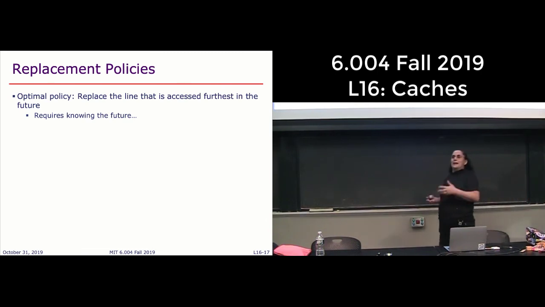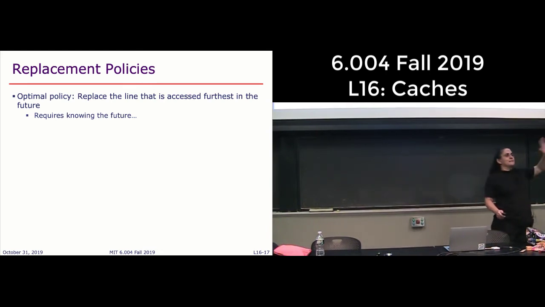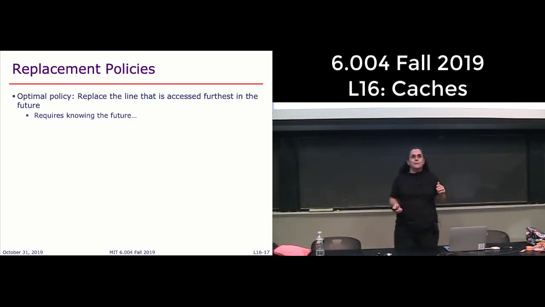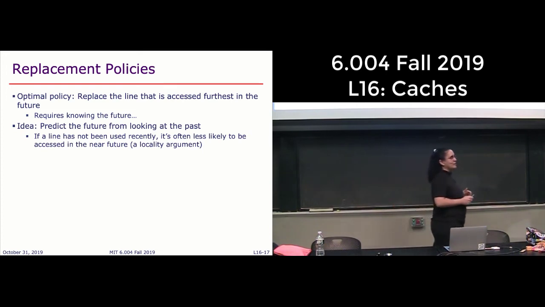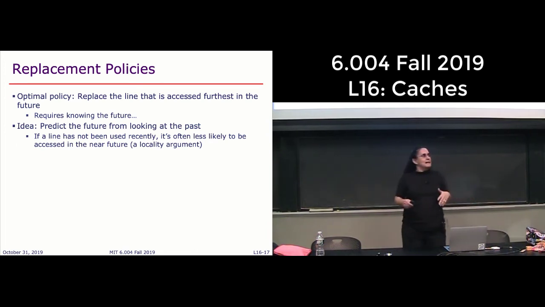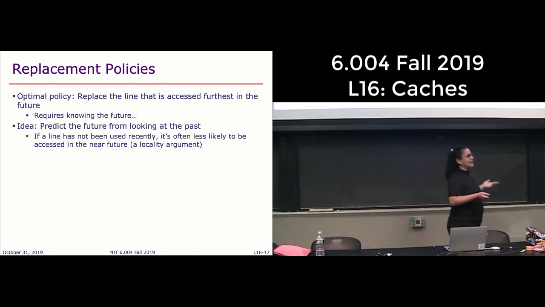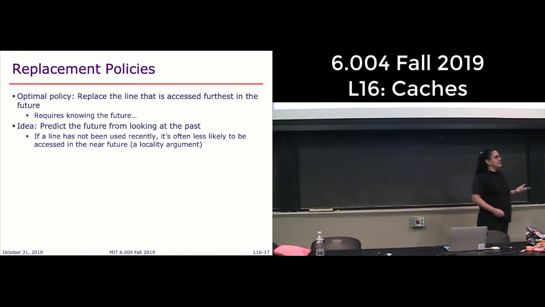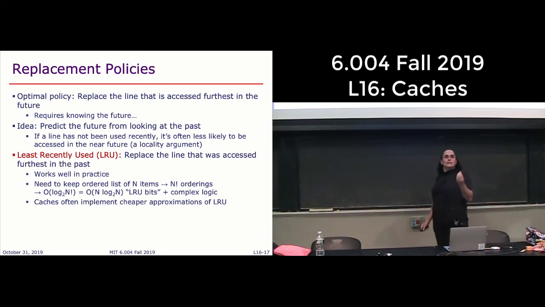Well, ideally, what I want to do is I want to get rid of the word that I'm going to want to access the furthest in the future. Okay, but clearly I can't tell what the future is. So what we're going to do is we're going to try to predict the future by looking at our past behavior. Okay, and so essentially, because of locality, we can reason that something that I've accessed recently, I'm likely to access in the near future. And so the thing that we would like to get rid of is what we call the least recently used piece of data in our set.